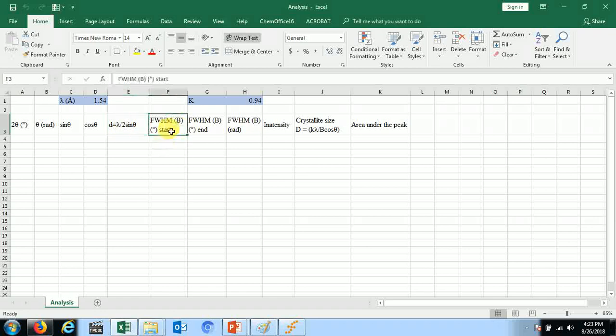Full width half maximum, beta. For calculation of the beta, what is the starting point, what is the end point in degree, and what is the full width at half maximum in radian, intensity, and crystalline size capital D equals K lambda divided by B cos theta, and area under the peak.